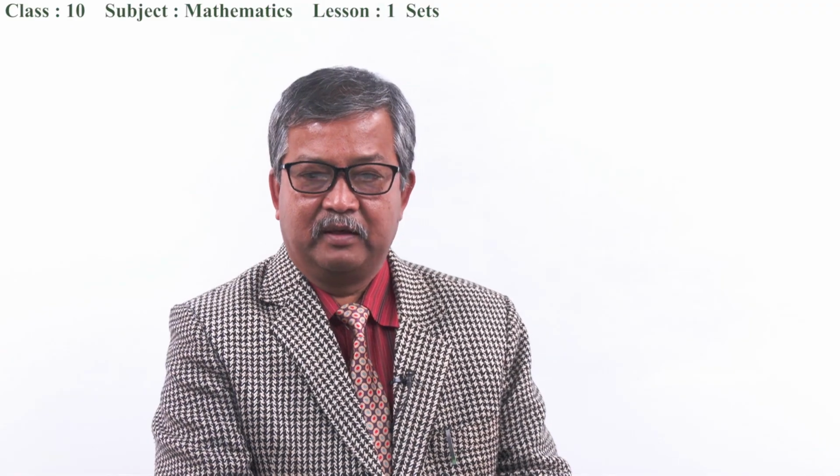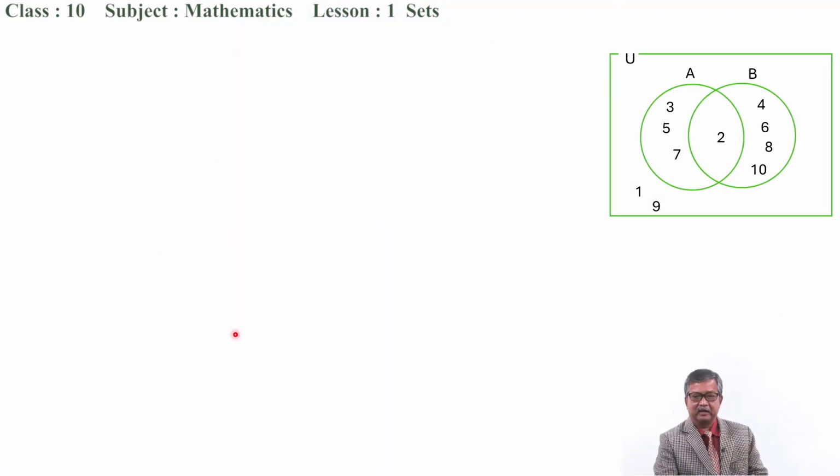Okay. Now from the same diagram we can say, look at set A. From set A, when you subtract the element 2, which is in set B also, then 3, 5, 7 are only in set A. So it is called what? A minus B. It means from set A, when you remove the elements of set B which are common, we get 3, 5, 7. So this is called the difference of sets. A minus B means the difference of set A and B.